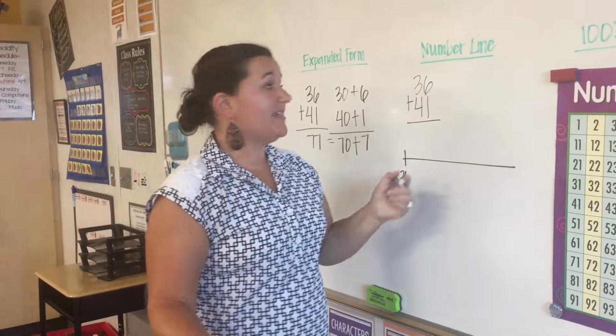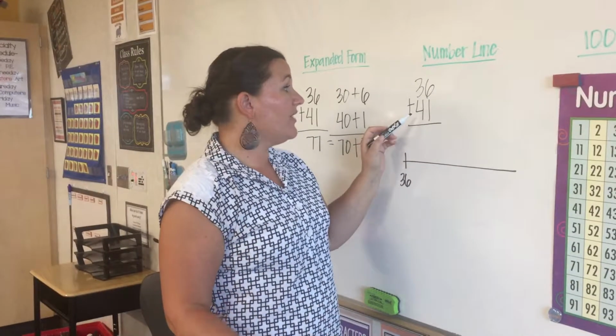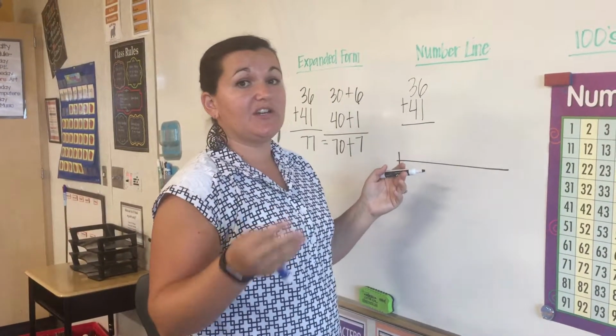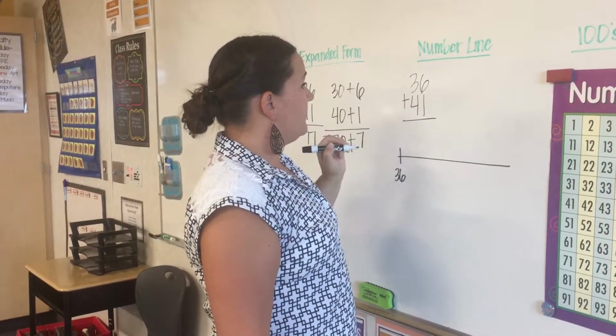And Miss Bigler may take jumps of 10. I may take jumps of 20. But we both have to jump a total of 41. Okay, so pick numbers that are friendly for you and easy for you to use. So I need to jump 41 spots.